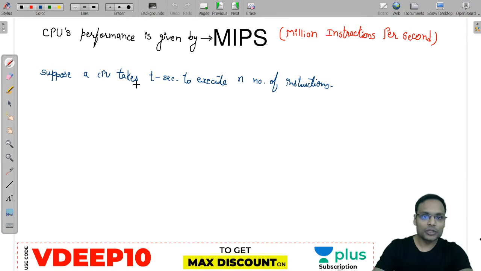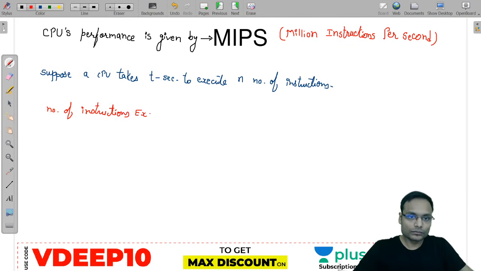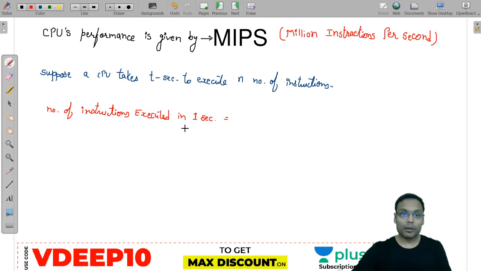If n number of instructions' execution time is t seconds, can you tell me the number of instructions executed in 1 second will be how many? Number of instructions executed in 1 second is how many? In 1 second, the number of instructions executed will be equal to n divided by t. Are you agree with me on this or not? And my unit will be number of instructions per second.